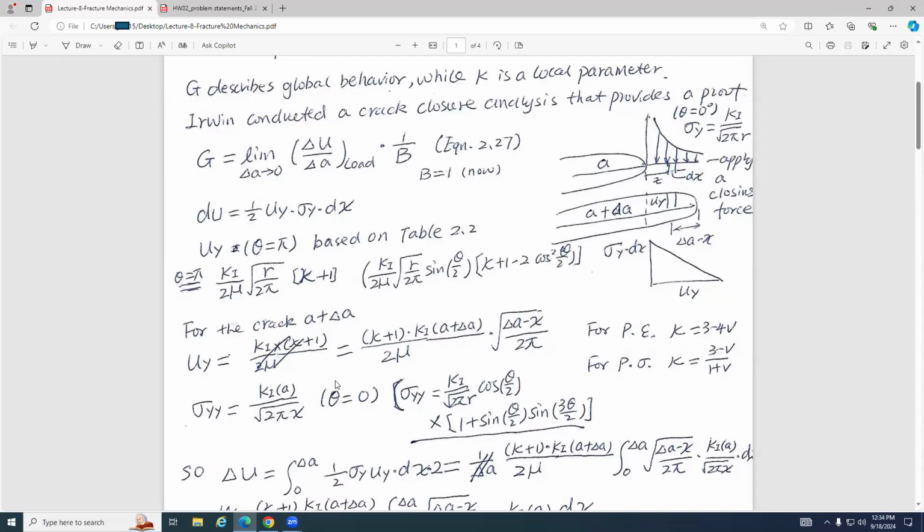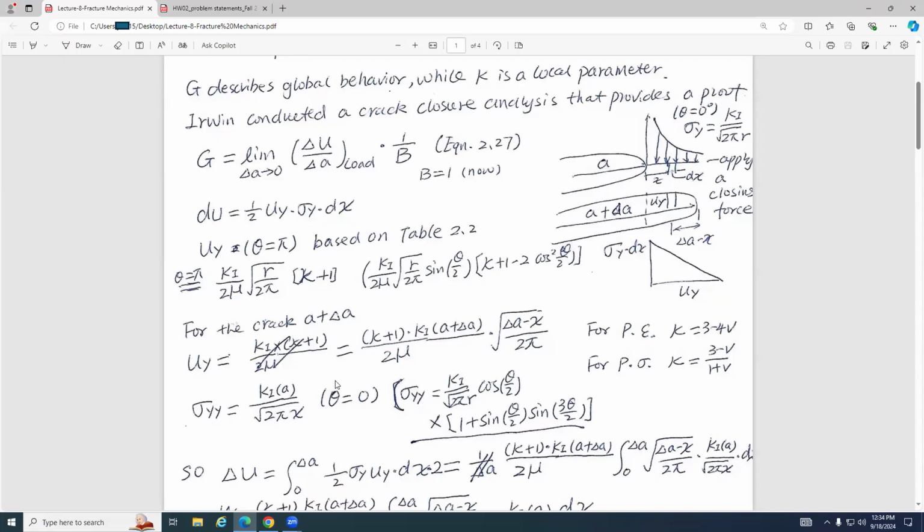Now suppose I have a plus dA. dA is very, very tiny. I just imagine from here to here, I have a crack growth. And this growth is the delta a, which is very, very tiny.